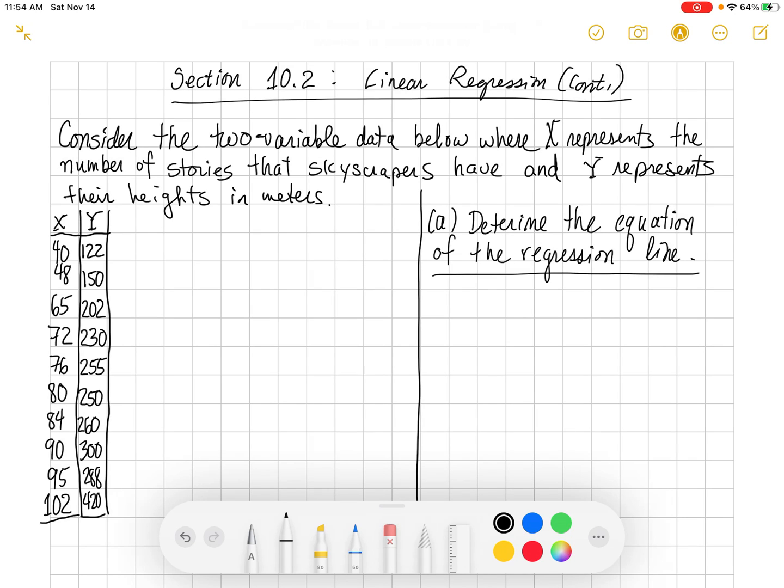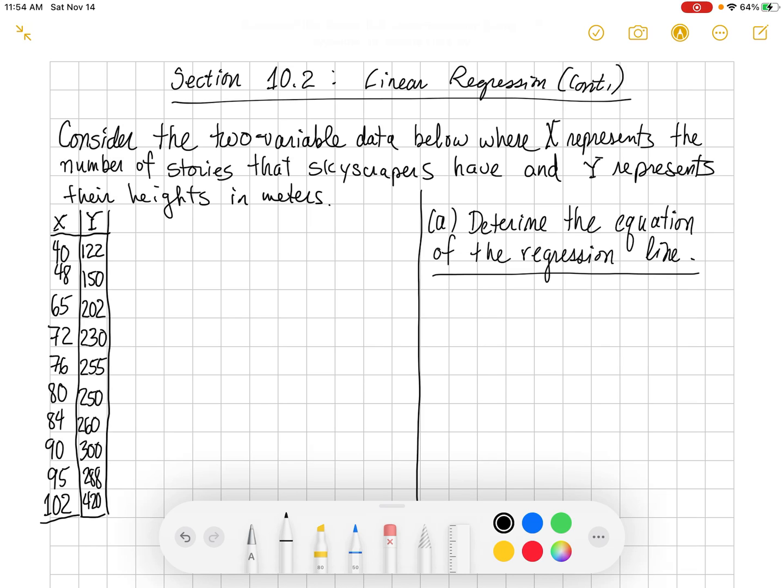So we want to do another example of finding a regression line. This is the old skyscraper example that we looked at when we did correlation. Here's the deal. You have two-variable data, x and y. X represents the number of stories that skyscrapers have, and y represents their heights in meters.